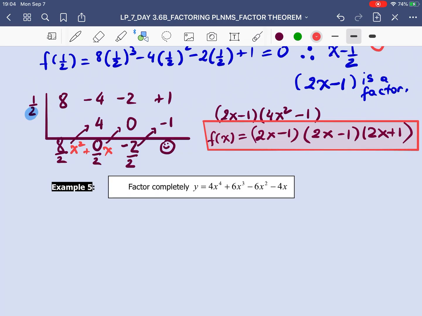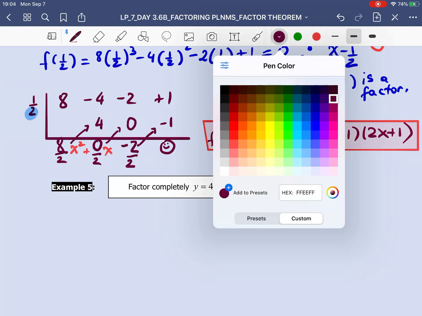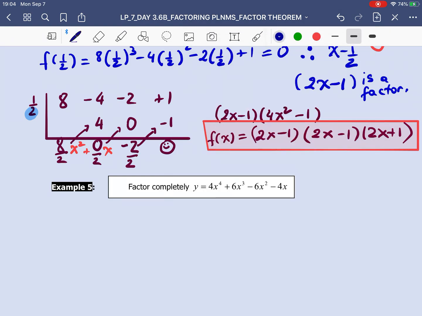Now we have another example that I would suggest that you attempt on your own. It's 4x to the power of 4 plus 6x cubed minus 6x squared minus 4x. So I would prefer you try this on your own, but I will go over the example. As you see in here, you have a common factor you can take out, and that can be the case sometimes. So we'll take out the common factor, which is 2x.